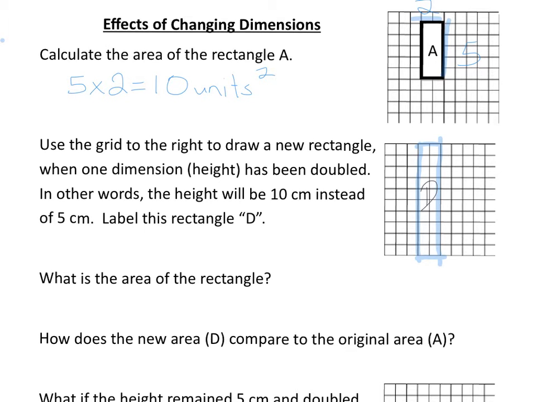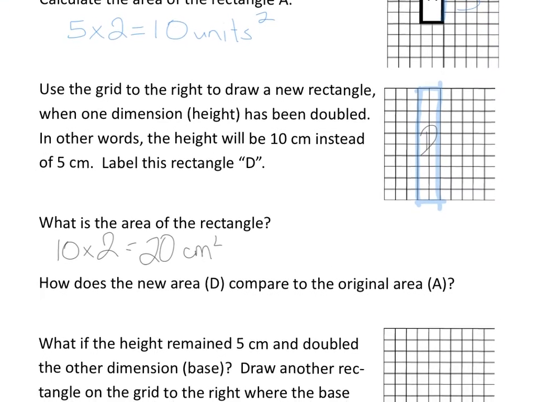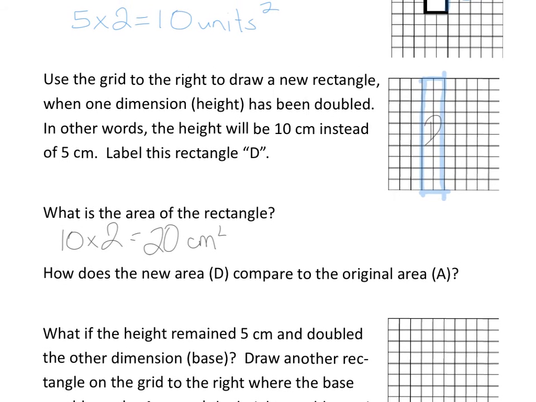Now we are asked to calculate the area for this rectangle. So we note that it is 10 centimeters high times, we now know that the unit's 2 centimeters wide, and that equals 20 centimeters squared. Our next thing we're asked to do is to compare the two areas. So if we look, when one of the dimensions was doubled, 2 times as big, meaning the 5 went to 10, what happened to the area? The area also doubled and is 2 times as big, because the area went from 10 centimeters squared to 20 centimeters squared.